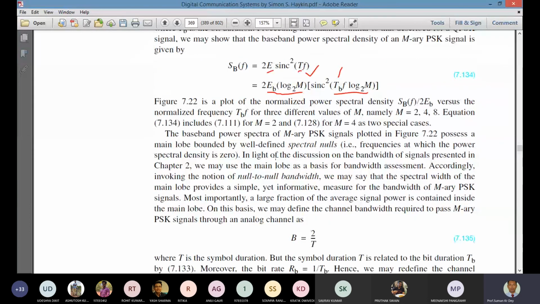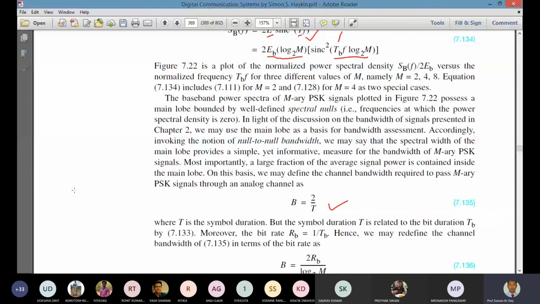Okay, so that is the power spectrum density we are getting from there. Now if you want to calculate what the bandwidth should be for the BPSK system or M-ary QPSK system, the bandwidth will be B equal to 2 by T. And what is the bit rate RB? Bit rate equal to 1 by TB.